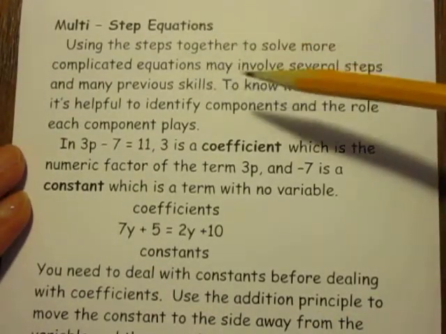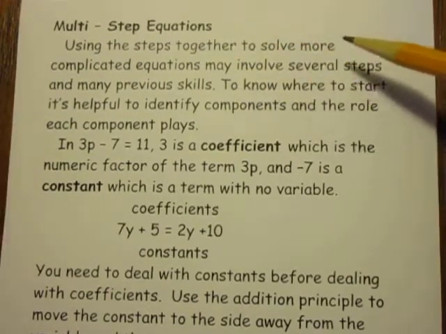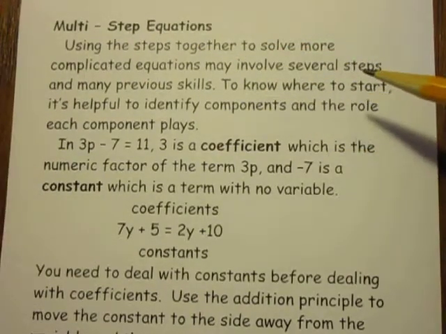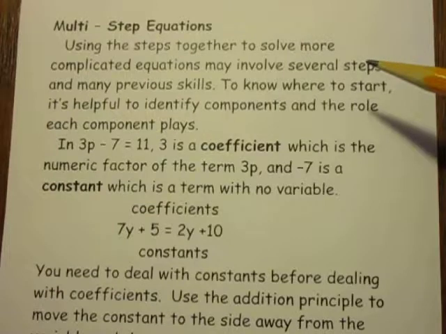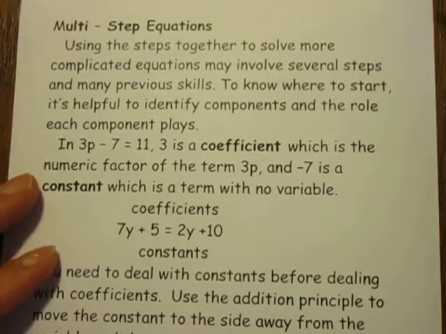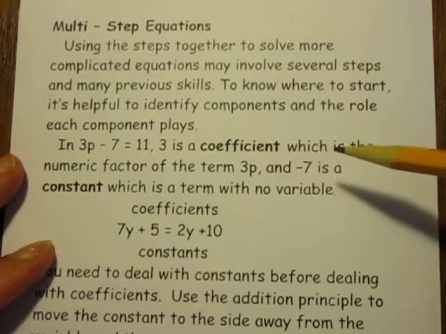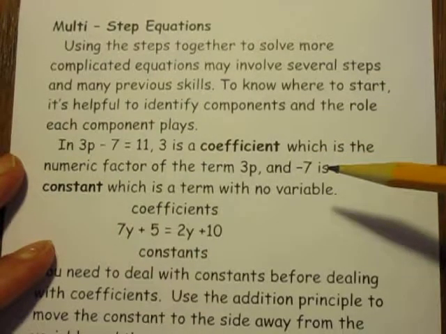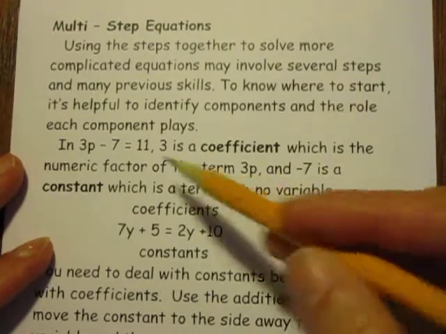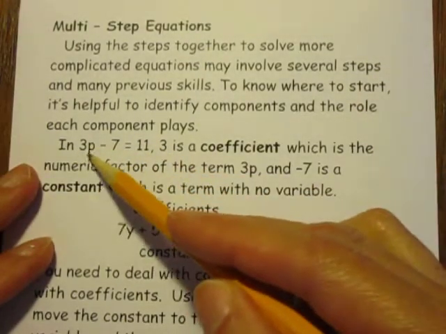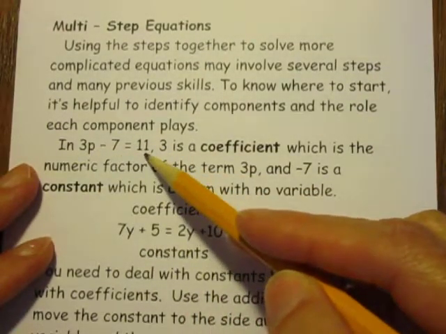Okay, so we're going to get started with really just naming some different components so you can have a strategy going forward of knowing where to start. I think it's important that we are able to identify different components of single variable equations. So I'm looking at this equation right here: 3p minus 7 is equal to 11.